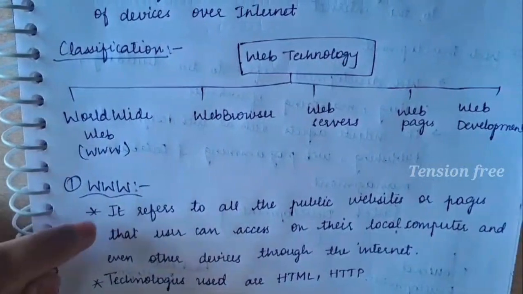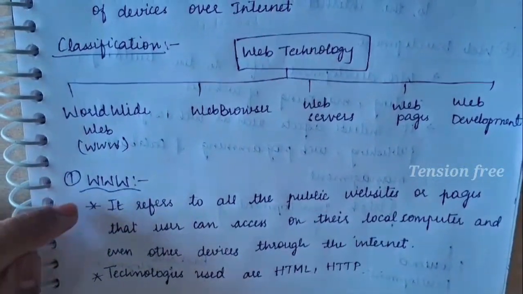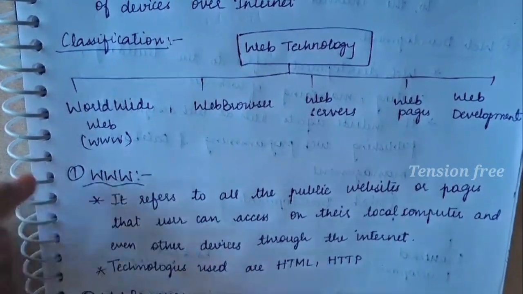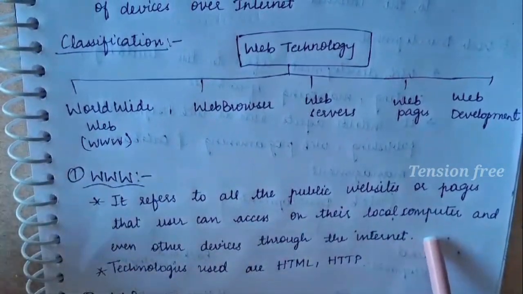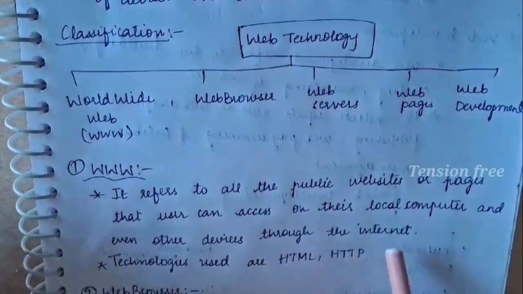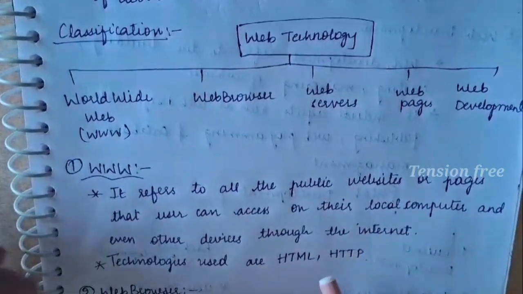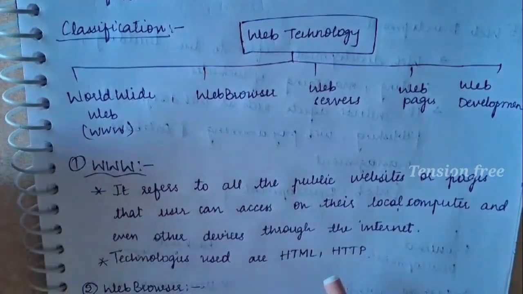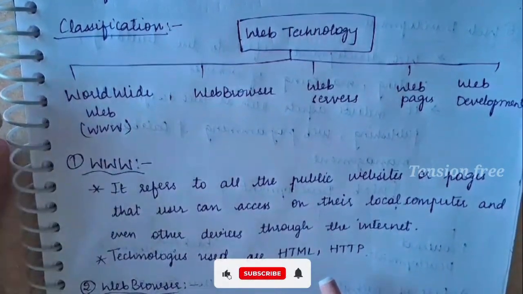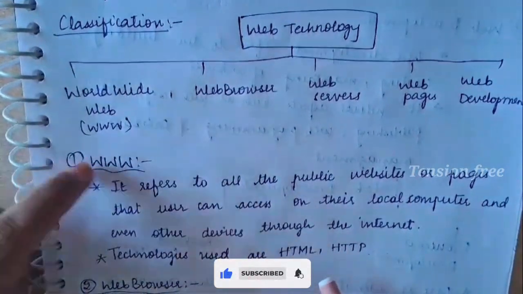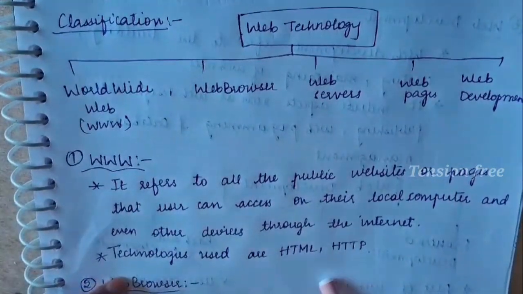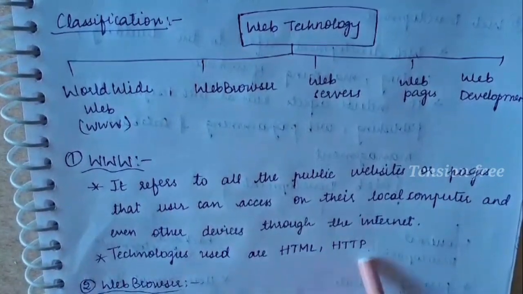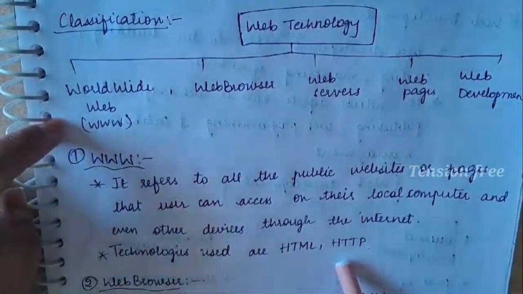So, coming to the World Wide Web, which is most commonly used nowadays, it's a public website which the user can access on their local computers and even on other devices through the internet. We use the World Wide Web in our common daily life when searching for some content on the internet. The World Wide Web also uses two technologies, HTML and HTTP. By using these two technologies, we can access the World Wide Web.